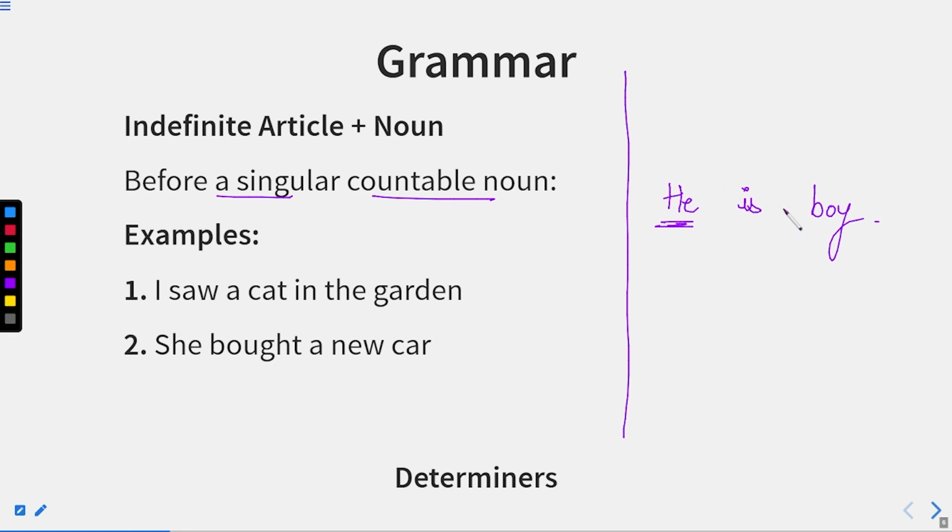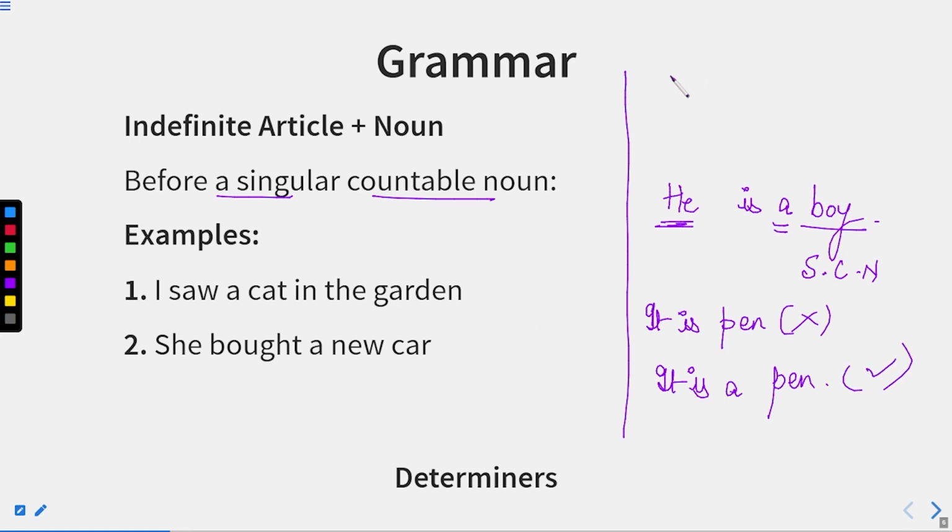And if I say he is boy, now boy is a singular countable noun. Countable, something which you can count. Of course you can count a boy. So I need to place an indefinite article before it, that he is a boy. Now, it is pen. No, this sentence is incomplete. We need an article before it. It is a pen. So this one is correct.